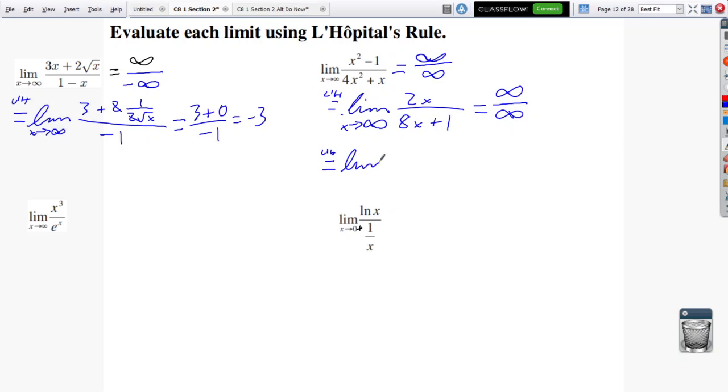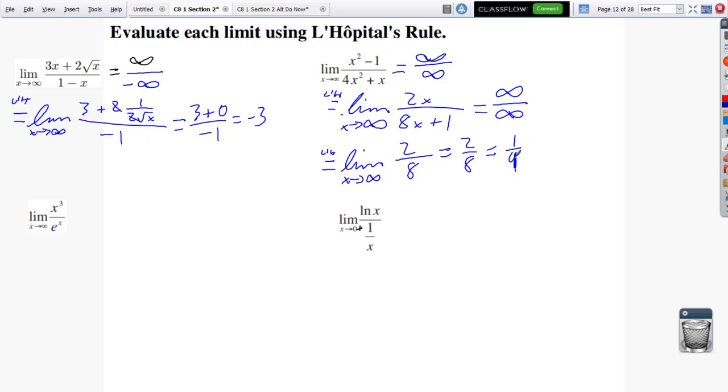So this is going to become limit as x approaches infinity of derivative of 2x, which is 2, over derivative of 8x plus 1, which is 8. Okay, there's no more places for me to plug in my x. So this just becomes 2/8, which is just 1/4. So this function has a horizontal asymptote at 1/4.